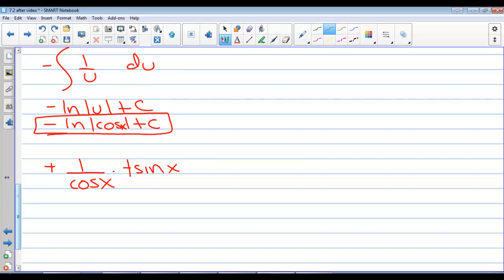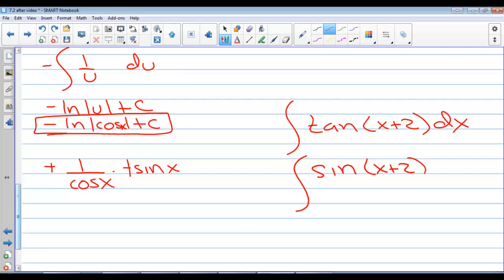Any questions on that? Now in the homework, I think you have to integrate something like tangent of x plus 2 dx. Well, the derivative of the inside is 1, so you don't have to worry about that part of it being substitution. You have to turn this into sine of x plus 2 over cosine of x plus 2 and let u equal cosine of x plus 2. U has to be the denominator, can't be the numerator.